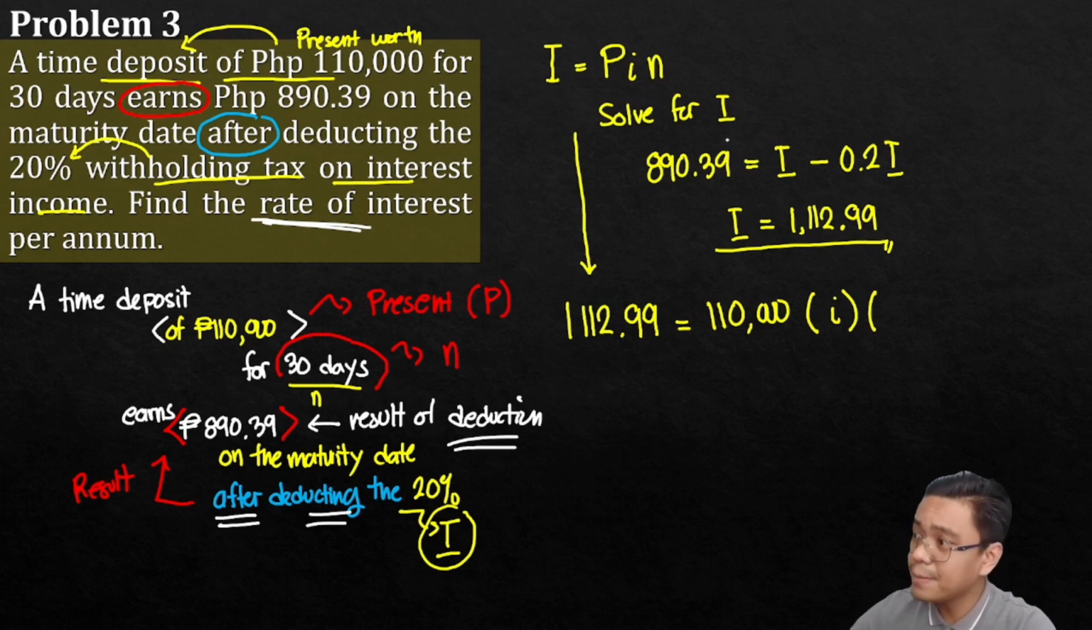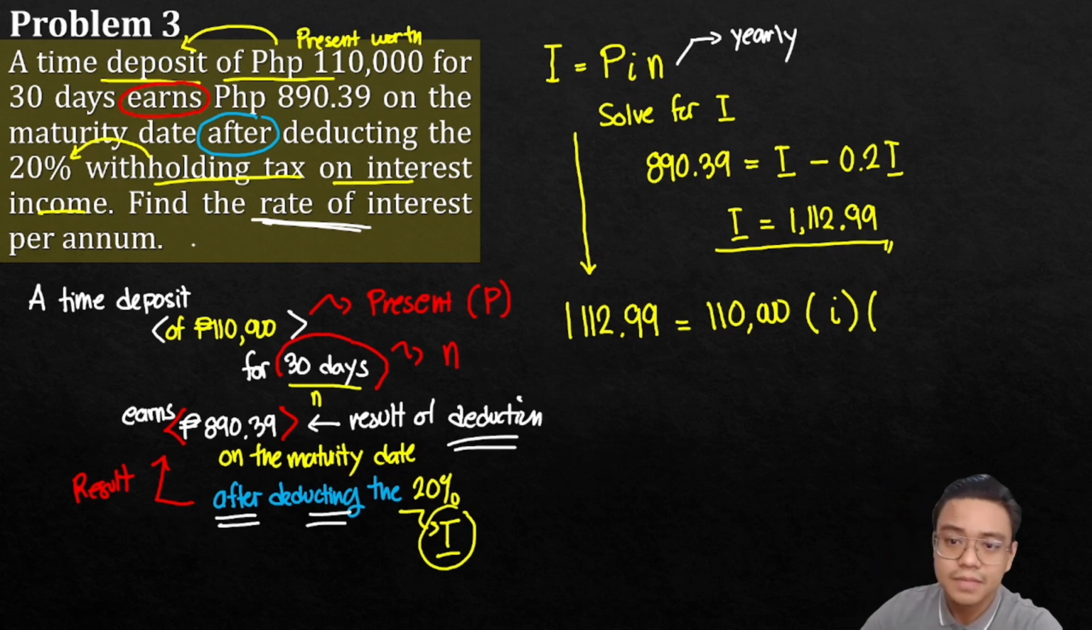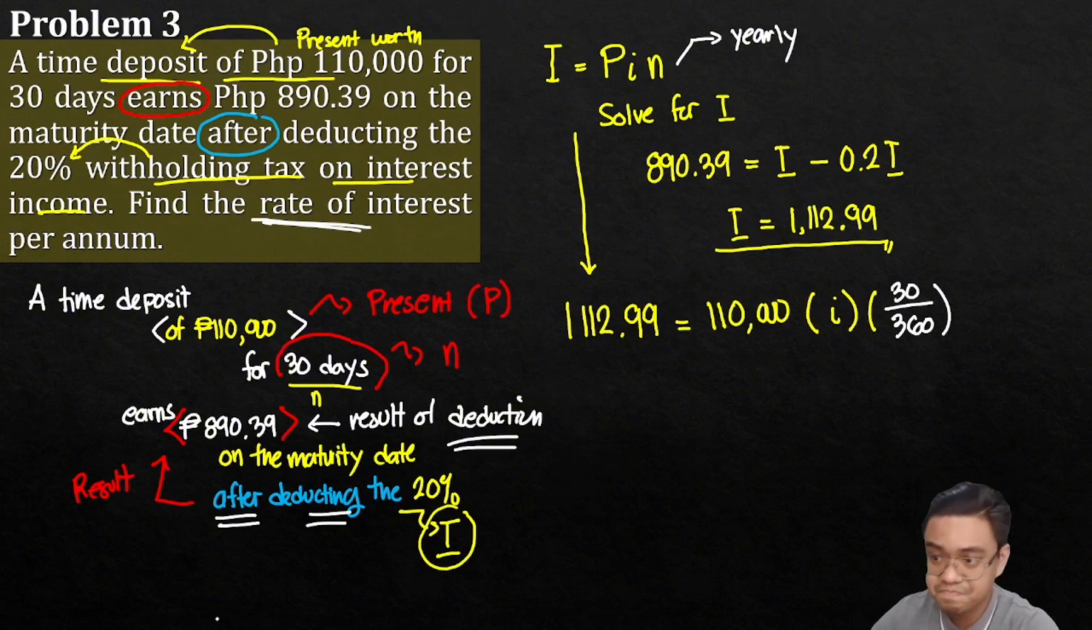And take note, dapat po dito, na you have to take note, ha, na yung N natin dito is yearly. So, dapat ma-convert natin to. So, paano yan? And by the way, we're just dealing here with an ordinary simple interest, no? We're not dealing with an exact interest kasi kapag exacto, meron talagang specific date. So this is just an ordinary interest. Ibig sabihin na to, it will be what? 30 over 360. So that's how we're going to convert.